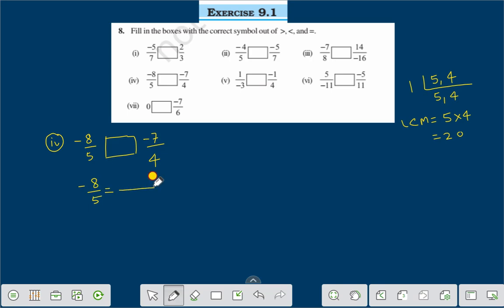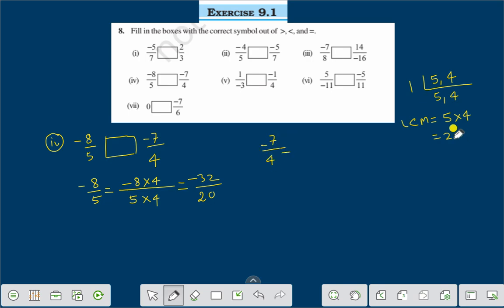Therefore, you have to multiply the numerator and denominator with 4. That is 5 into 4, and this is minus 8 into 4, that is minus 32. And 5 into 4 is 20. And this number is minus 7 by 4.